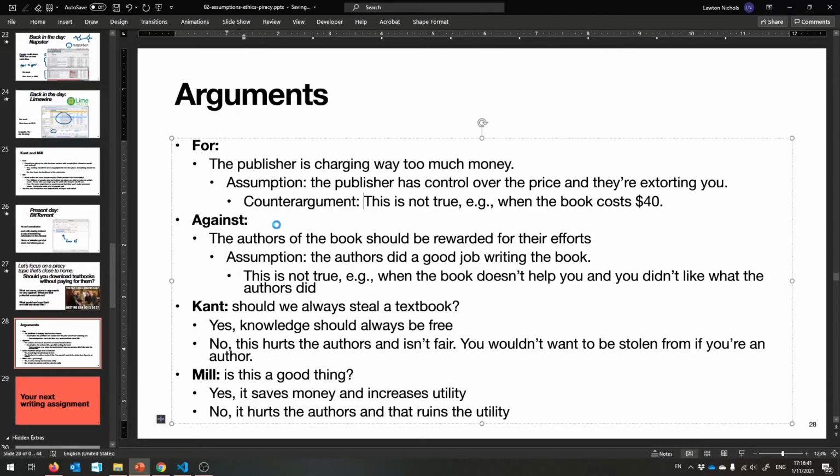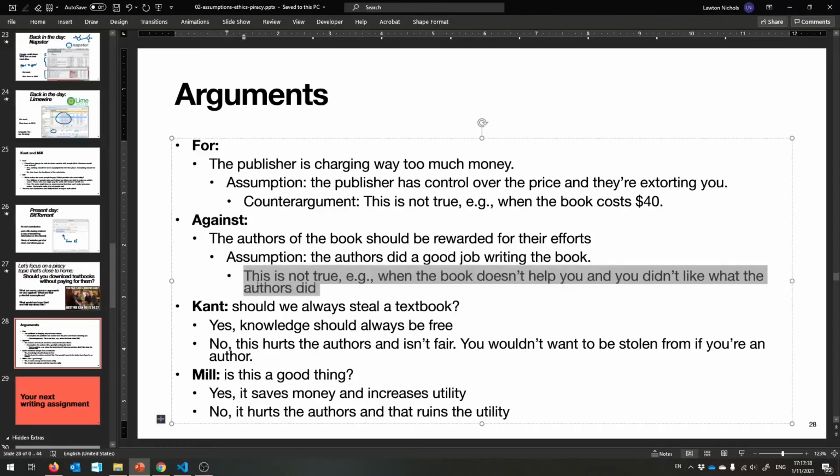Okay, an argument against is, no, you should never do this to textbooks. You should never steal them because the authors of the book worked hard. They should be rewarded for all the time they put into this book. We're using it in our class, and it's going to help us. And so the assumption there is that the authors actually did a good job writing the book. And I'm sure you've read a few textbooks where this is not the case. Okay? So not only is this expensive, but you're not really gaining much. You just have to buy it so that you can work on the problems. Okay? So that's one assumption.